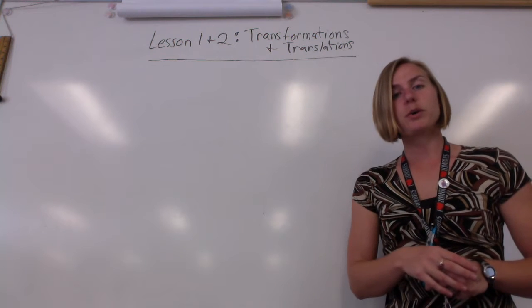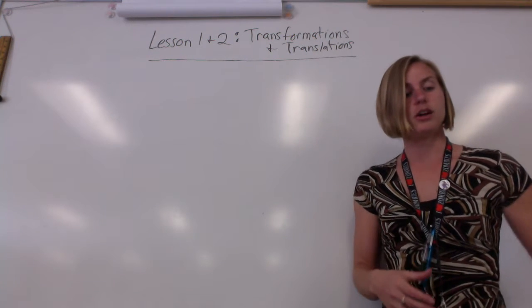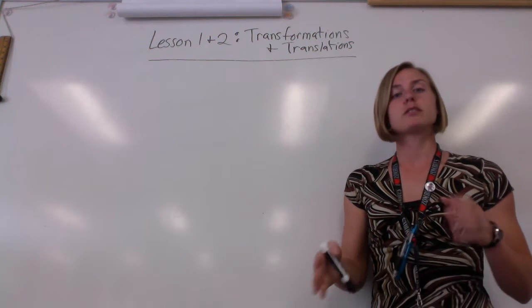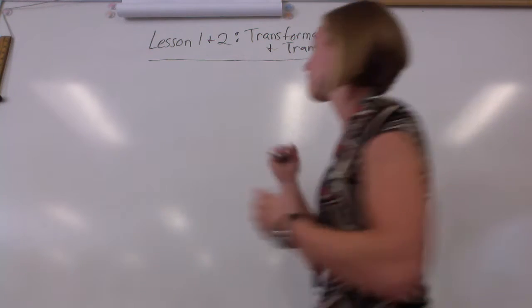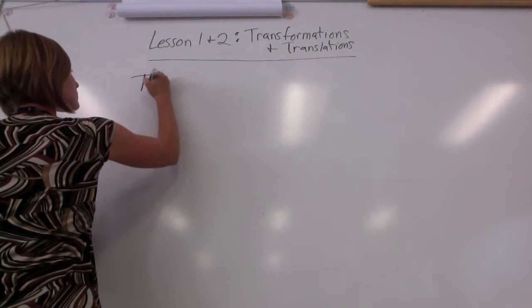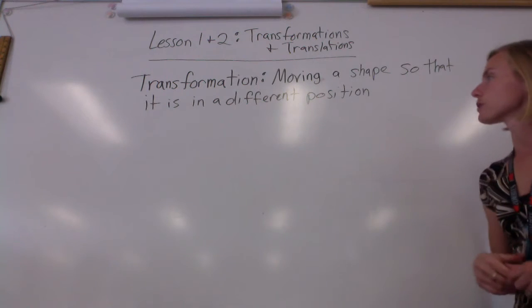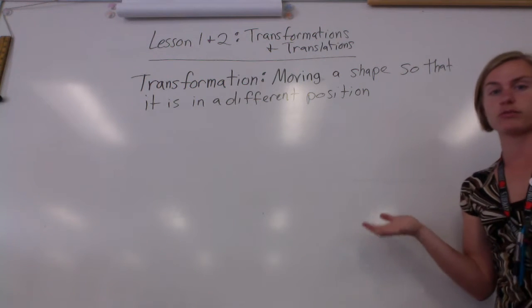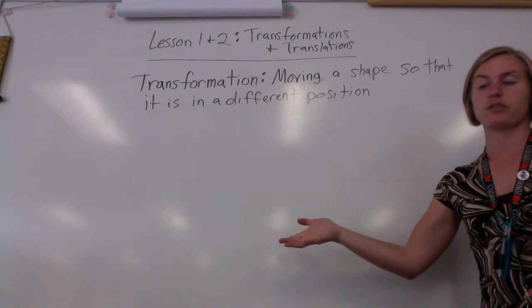So there's a specific word for moving shapes in geometry. Moving a shape in geometry is called a transformation. So let's get down that vocab word. So transformation is moving a shape so that it's in a different position. So honestly, you just move a shape, and we call that a transformation.